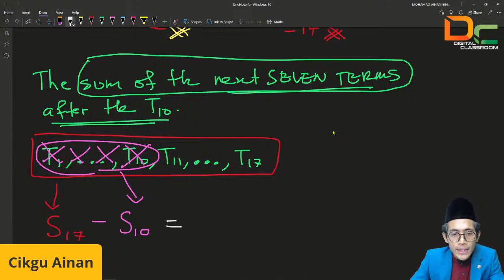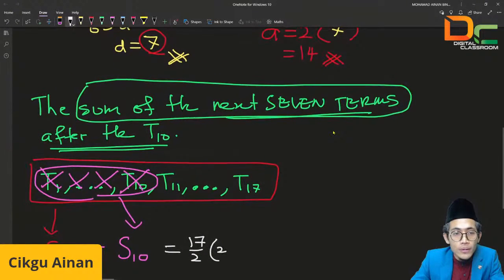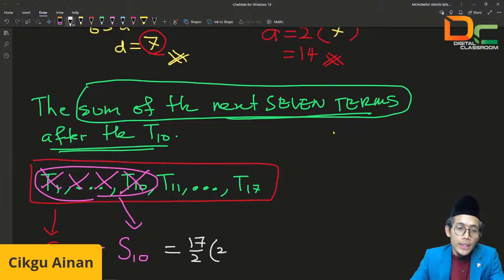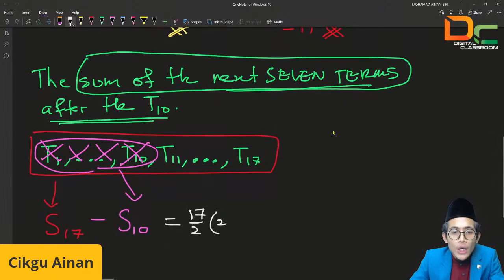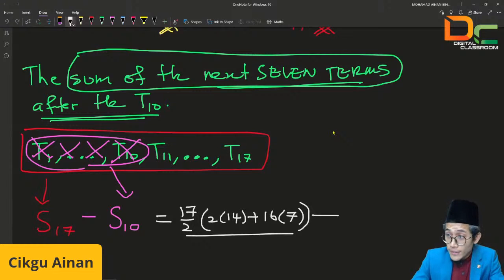So S17 is 17 over 2, then 2A, what is A? We take 14. So 17 over 2 times 2 times 14, plus 16D. What is our D? 7. Okay, this one is for S17.